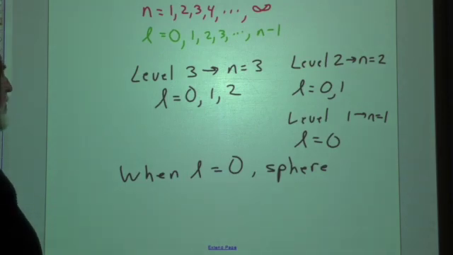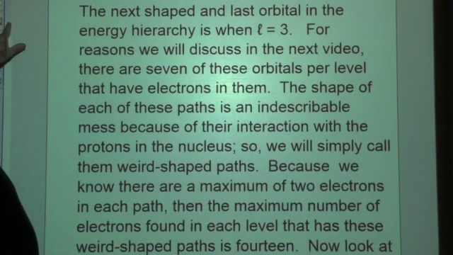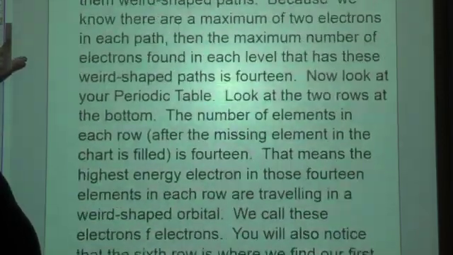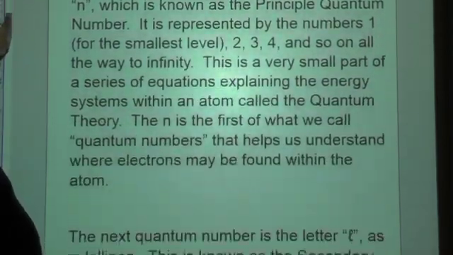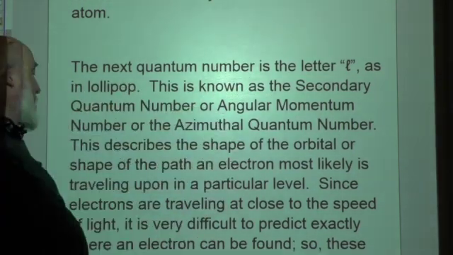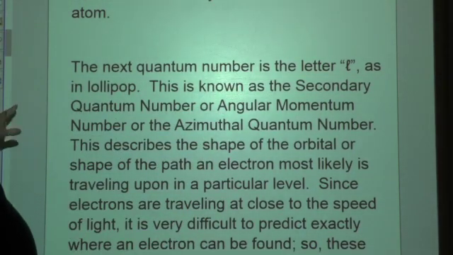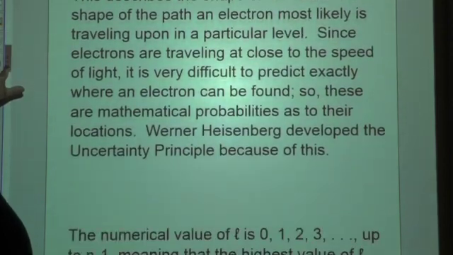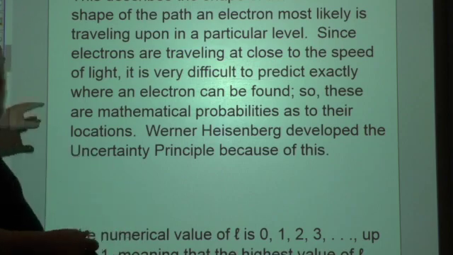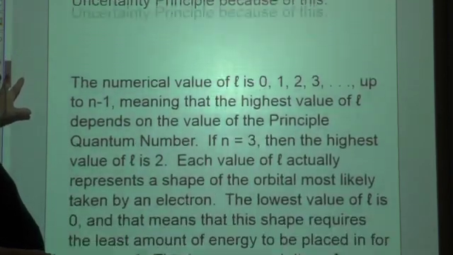Okay? Now, let's get back to the discussion we have here. The next quantum number is L, as I described there, and it describes the mathematical probabilities of uncertainty, because we're never really 100% sure where those electrons are found.